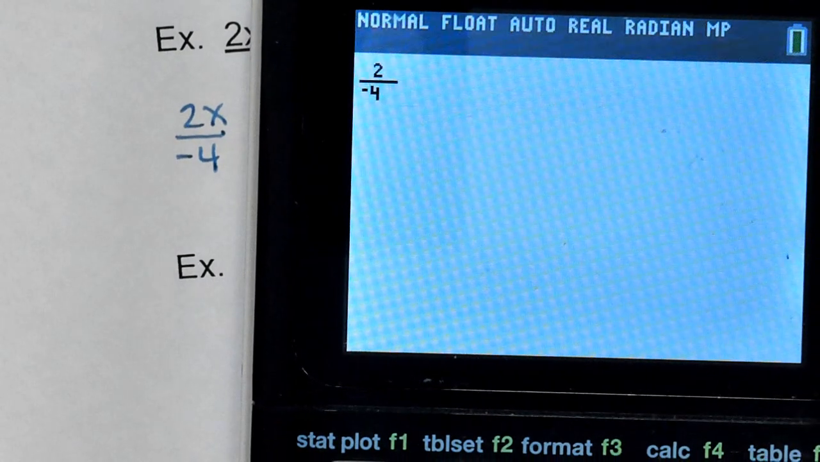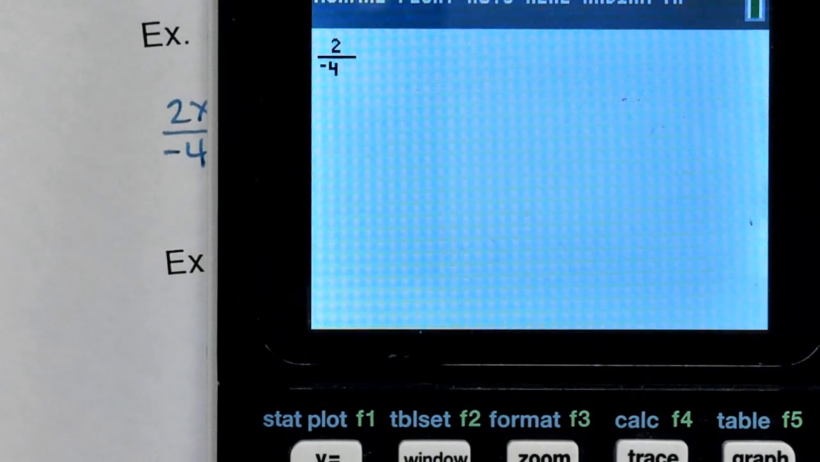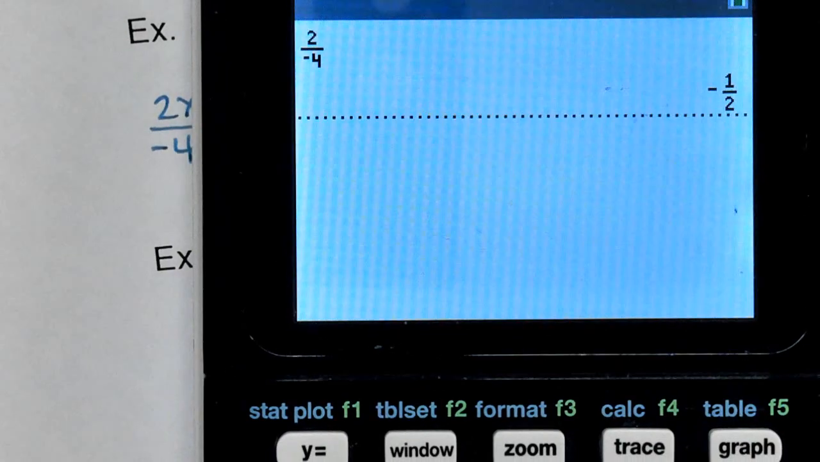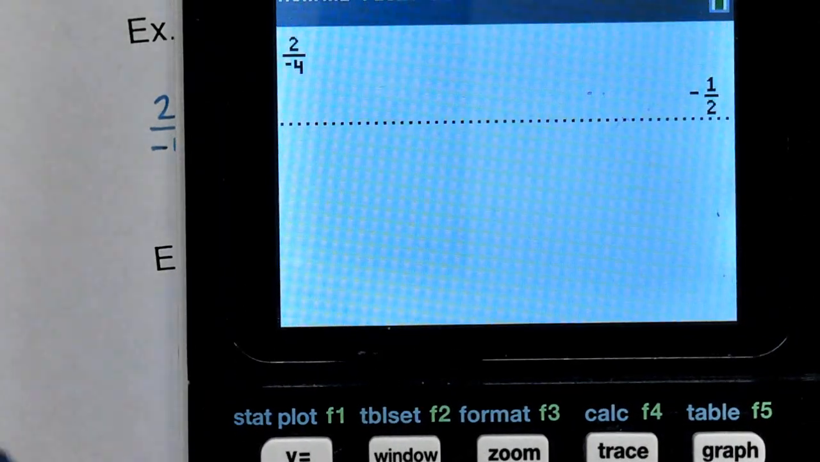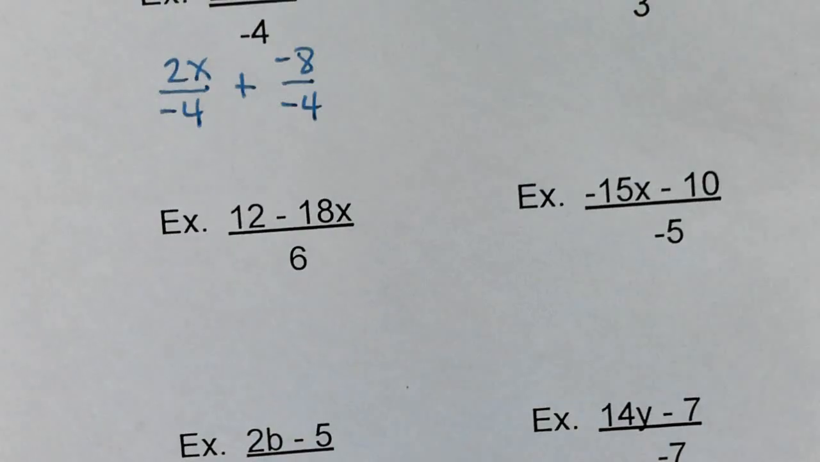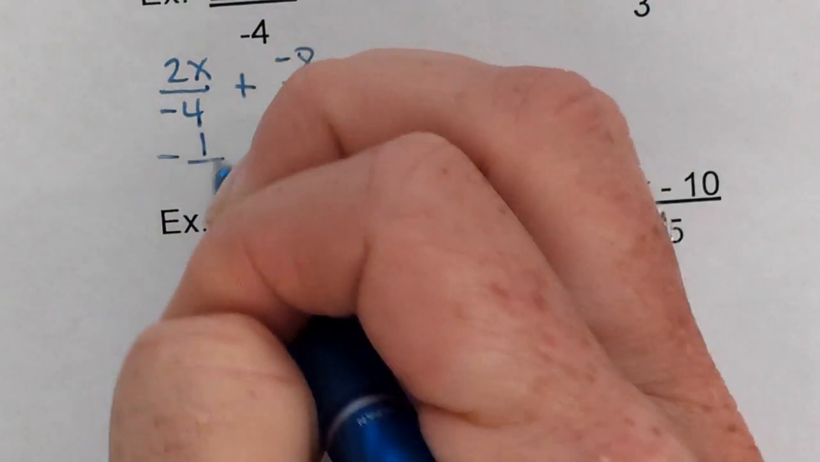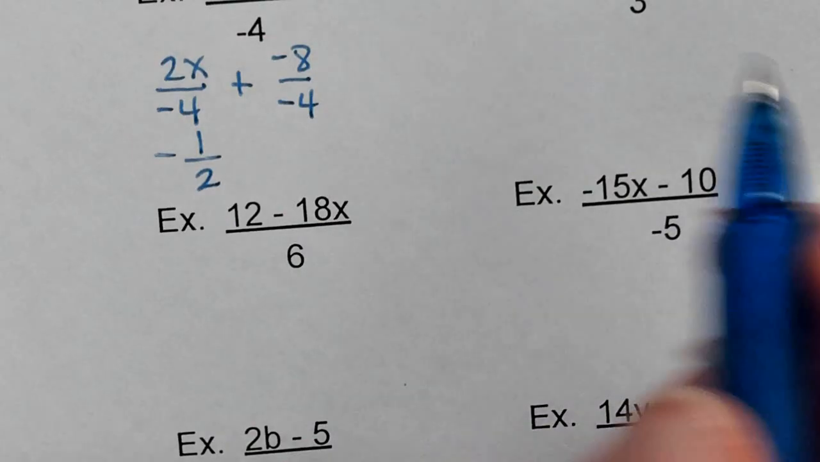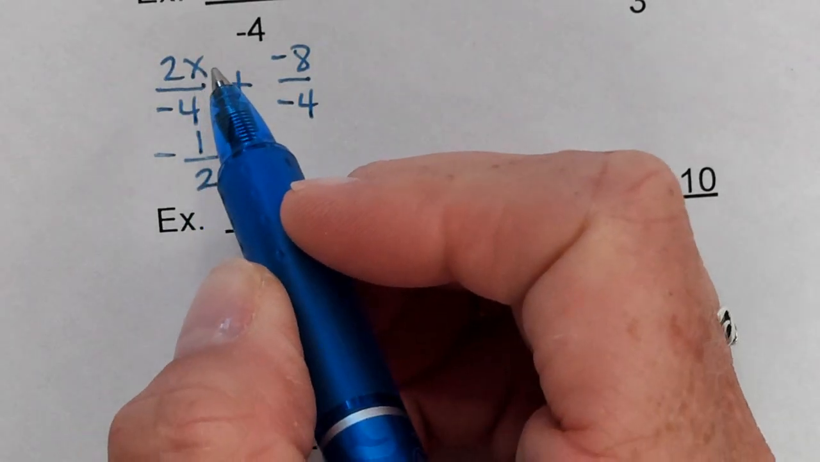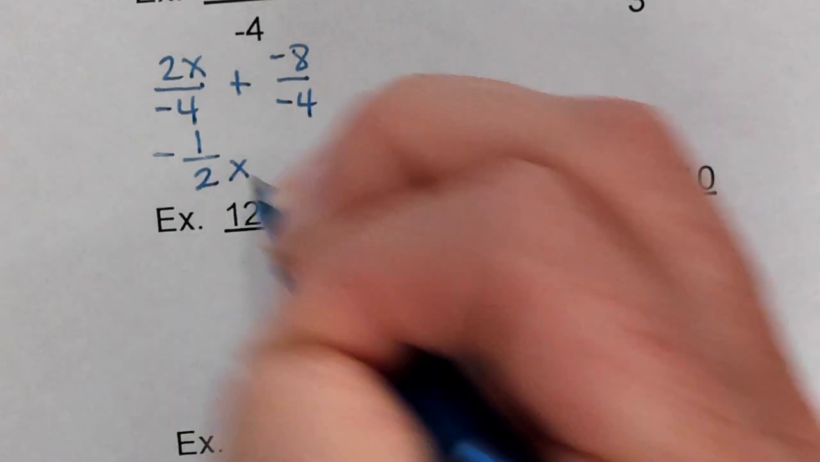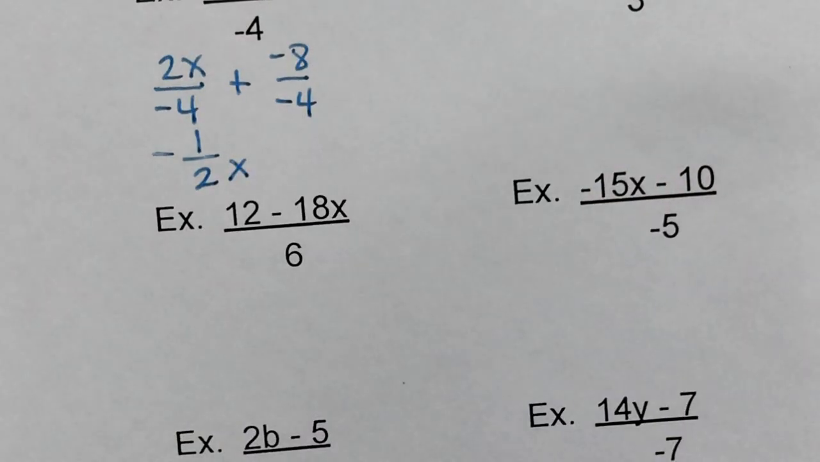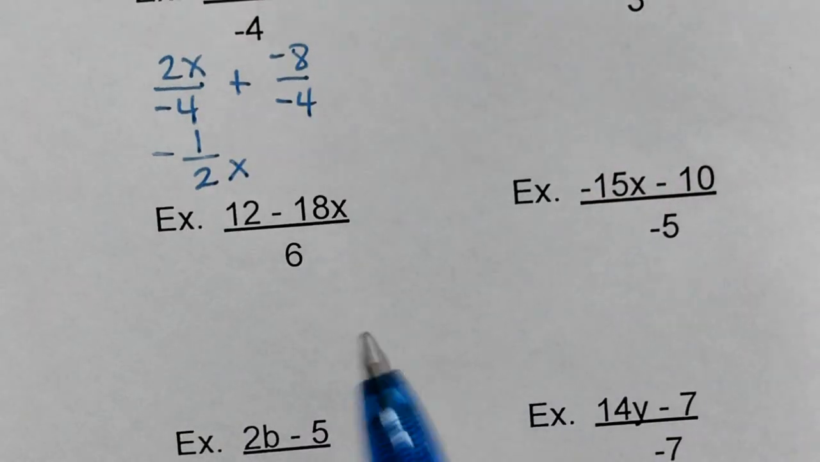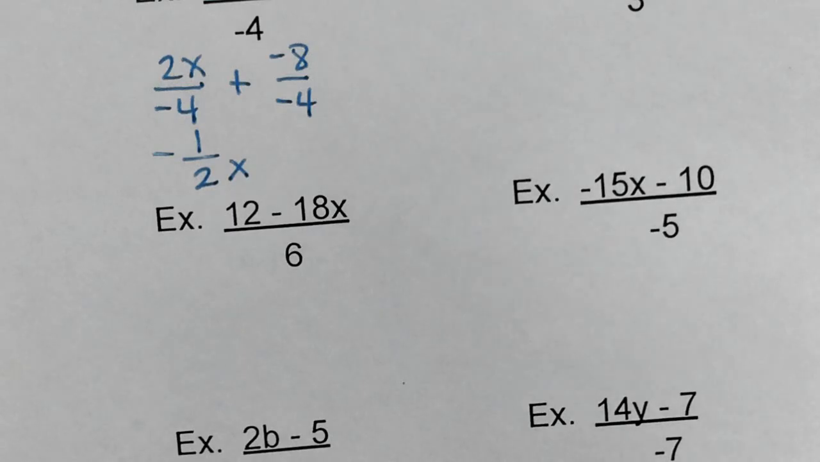So go to alpha y equals and type in 2 over negative 4. Can I put the x in? No. Put in 2 over negative 4. What does it simplify to? Then that's what you simplify it to. So negative 1/2. The x can either stay up top or it can go out to the side. What it cannot do is go under the fraction bar.